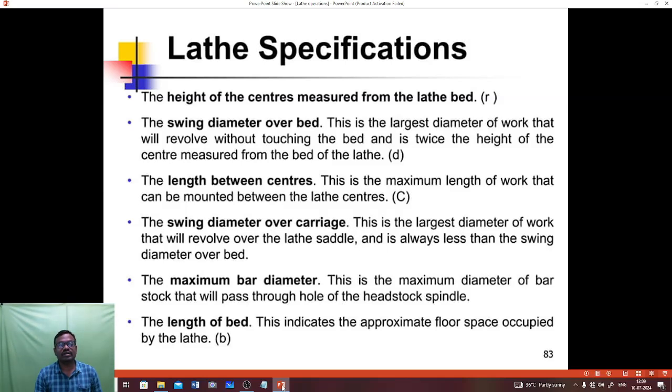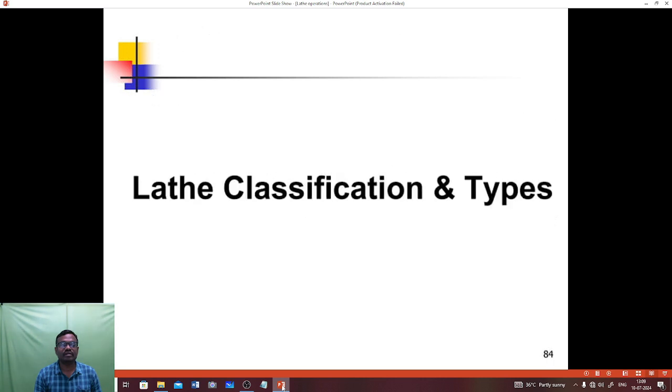The swing diameter over bed is a specification of a lathe, and it is explained as the largest diameter of work that will revolve without touching the bed and is twice the height of the center measured from the bed of the lathe. The length between centers is the maximum length of work that can be mounted between the lathe centers. The swing diameter over carriage is the largest diameter of work that will revolve over the lathe saddle and is always less than the swing diameter over bed.